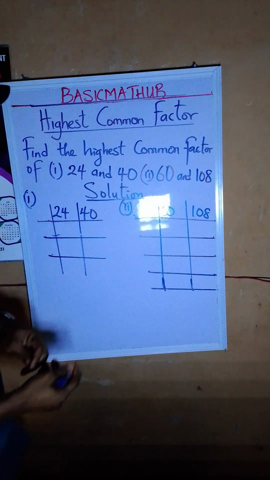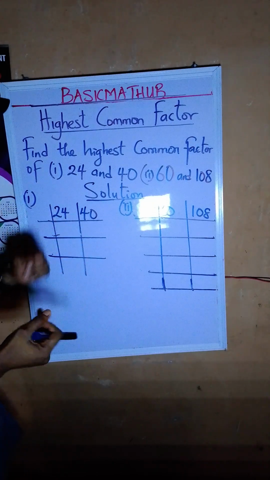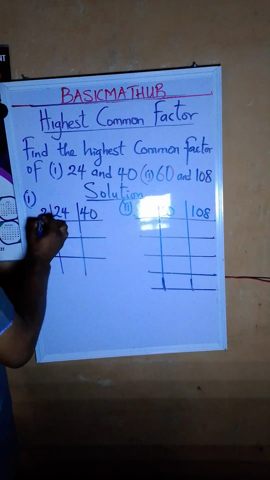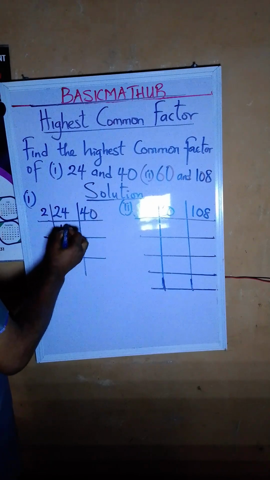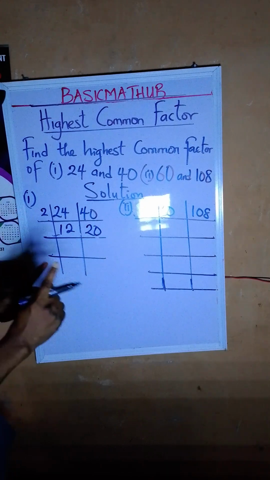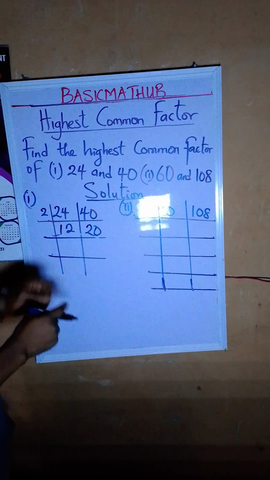So 24 and 40. If you rewind and look at the prime number, you see that 2 will go in 24 and 2 will also go in 40. So let's start with 2. So 24 divided by 2, that's 12, and 40 divided by 2, that's 20. Remember, the factor must be common to the numbers that are given. So 2 will still do here.